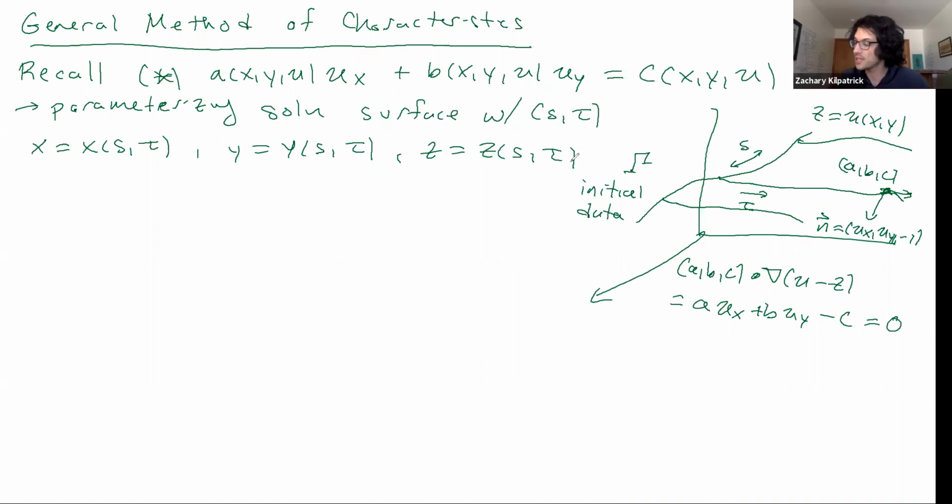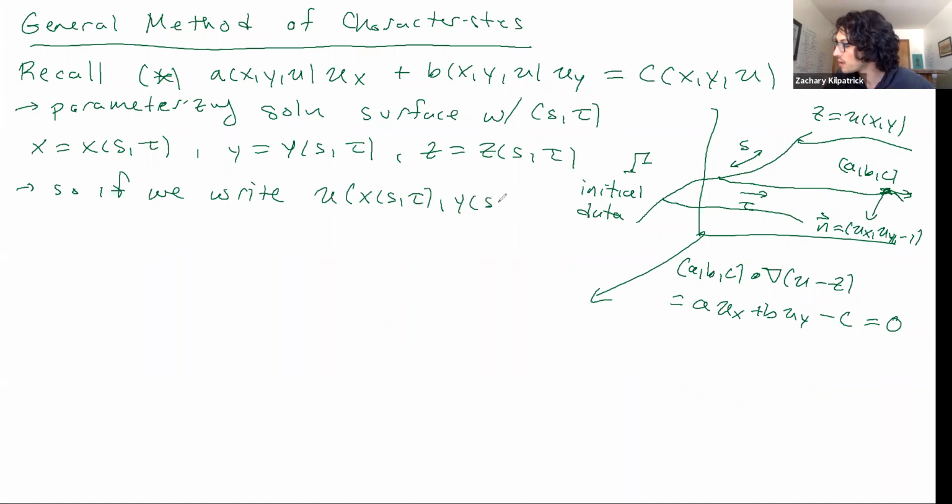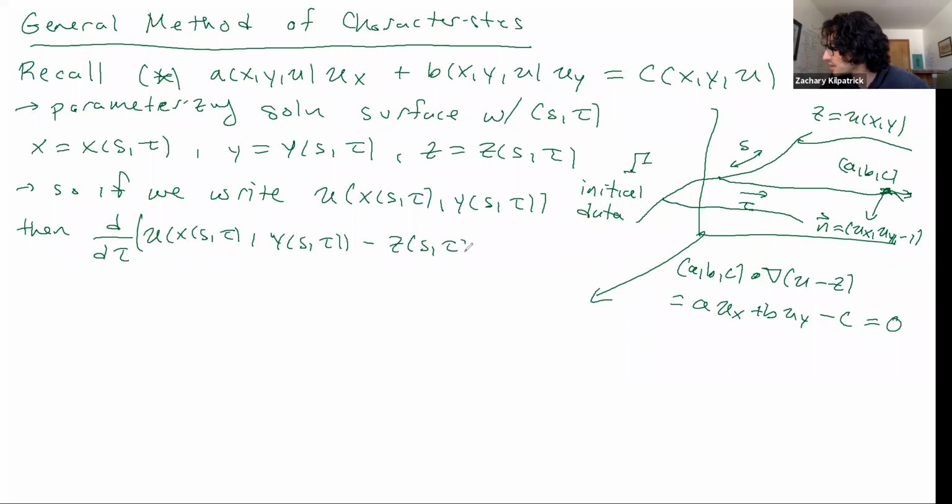The idea now is that if we write u as x of s, tau and y of s, tau, okay, and we write z as a function of s and tau, then d tau of u of x(s, tau), y(s, tau) minus this z of s, tau. What's that going to be equal to? Well, just applying the chain rule, essentially we'll have dx d tau u sub x plus dy d tau u sub y minus dz d tau.